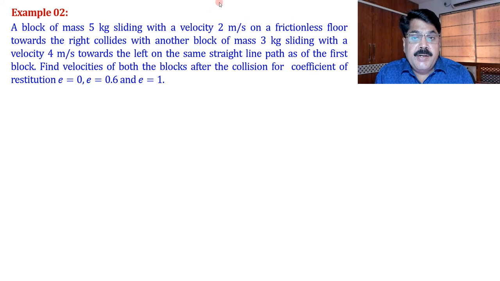Here the condition of the same straight line path means both the blocks are moving on the same straight line. This condition ensures the collision to be a head-on collision. And we have to find velocities after collision for 3 different values of E. So it will be better to develop an expression for velocities after the collision in terms of E, and then substituting these values of E, find the sets of velocities for these 3 different conditions.